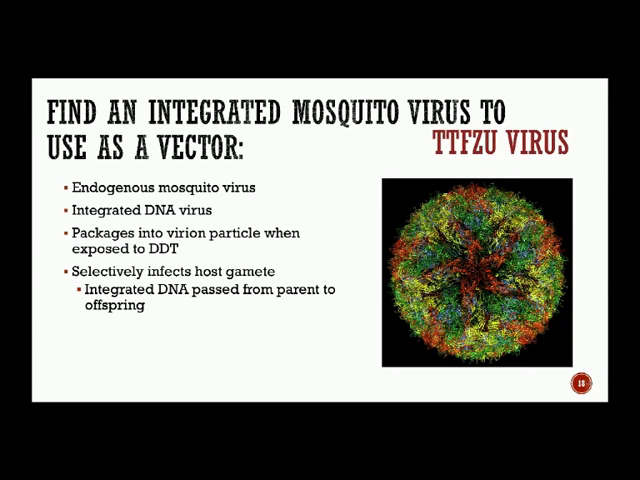TTFCU is a linear dsDNA virus. TTFCU integrates into the DNA in the ovaries of A. aegypti mosquitoes. As a result, it is passed on to the offspring. TTFCU integrated DNA is present in all cells of the offspring of an infected host, making it a good candidate for delivery of transgenic genes like our CRISPR system. TTFCU remains integrated in the mosquito indefinitely, being passed from generation to generation.